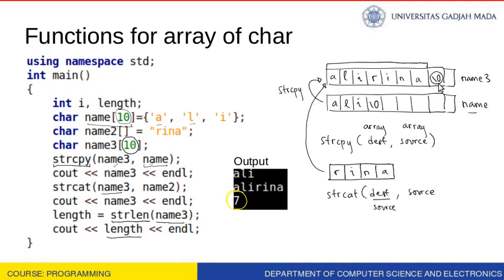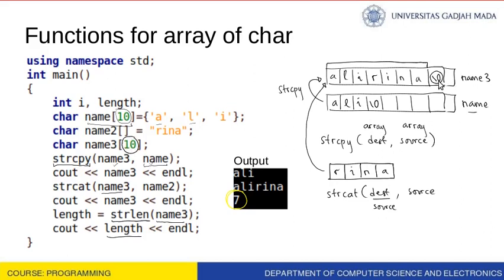Okay, so that's why we have the size of the name tree is 7, not 10, not the size of the array. Okay, and the stopping symbol is \0, backslash and 0.